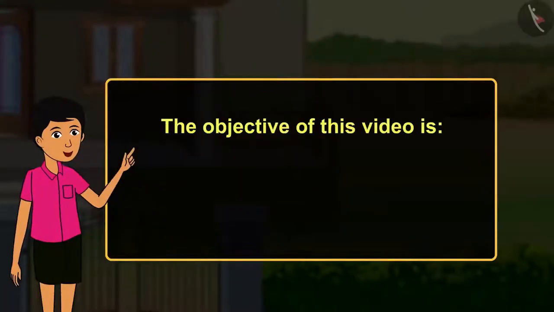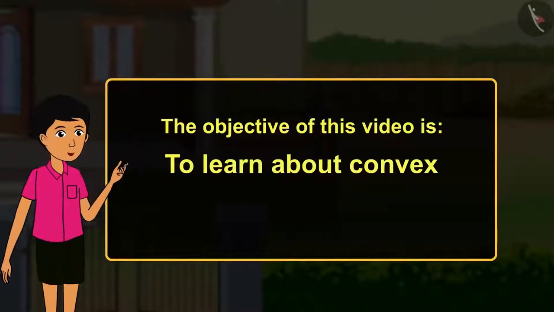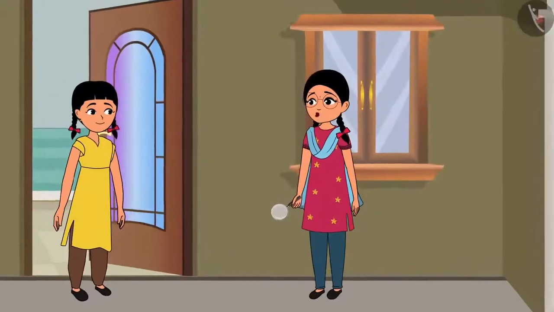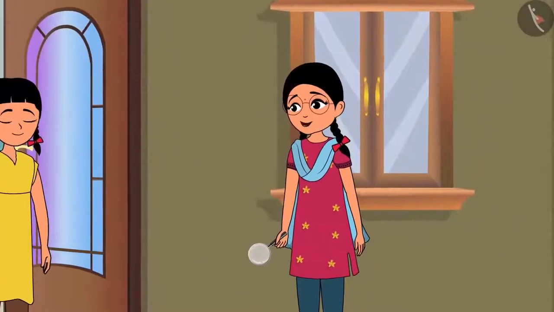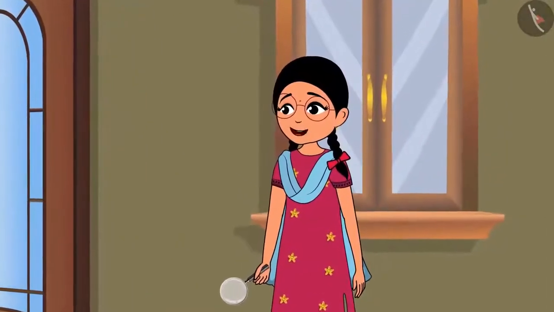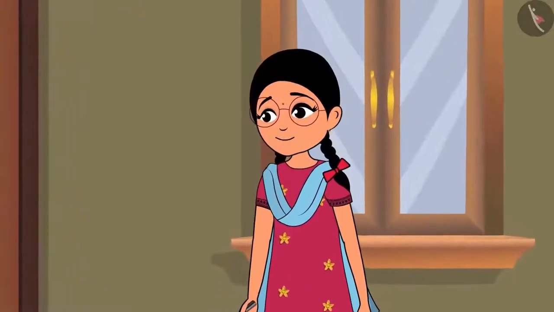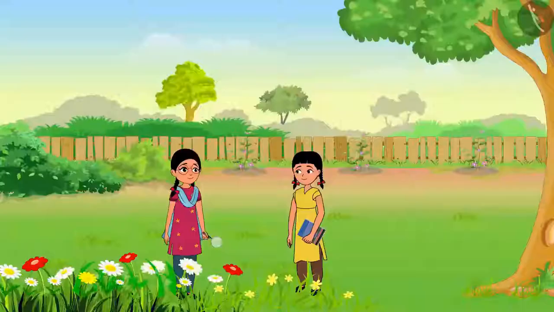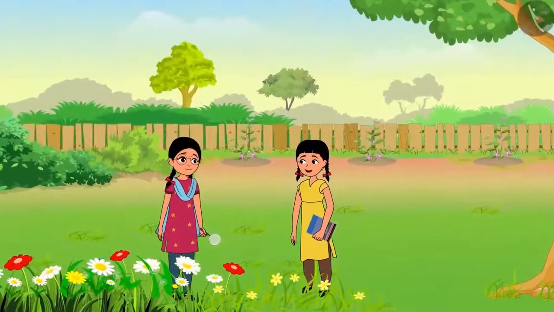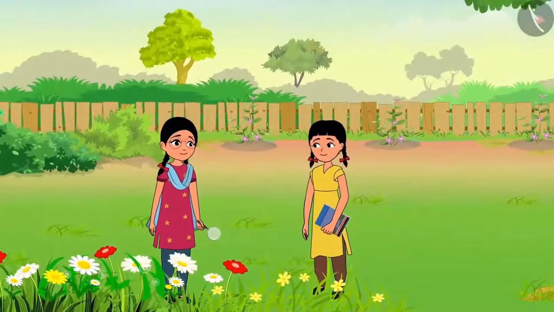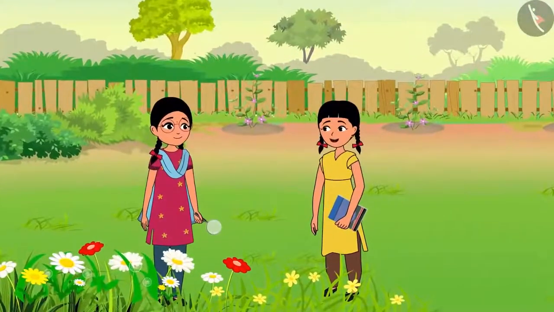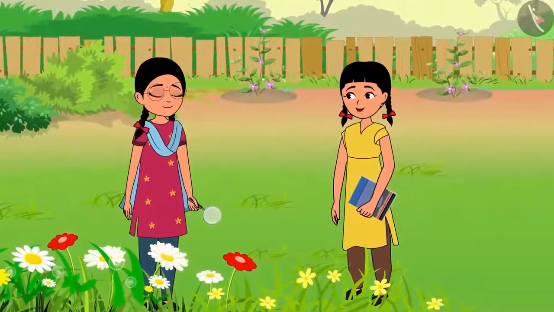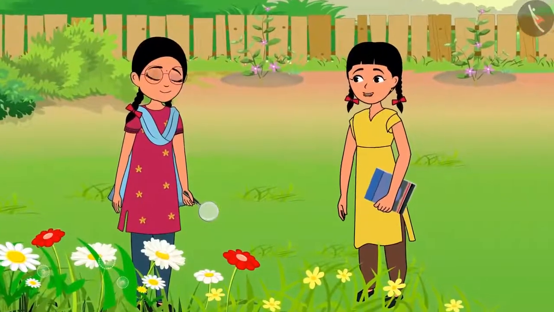The objective of this video is to learn about convex and concave lenses. Come Rama, let's start our investigation. Let's go to the garden outside. Take a notepad and a pencil. We will keep writing our findings like detectives. Rinku, let's start from here. Anyways, we can see many types of insects on the grass, and these colorful flowers must also have insects to suck their juice. Let us start from here.